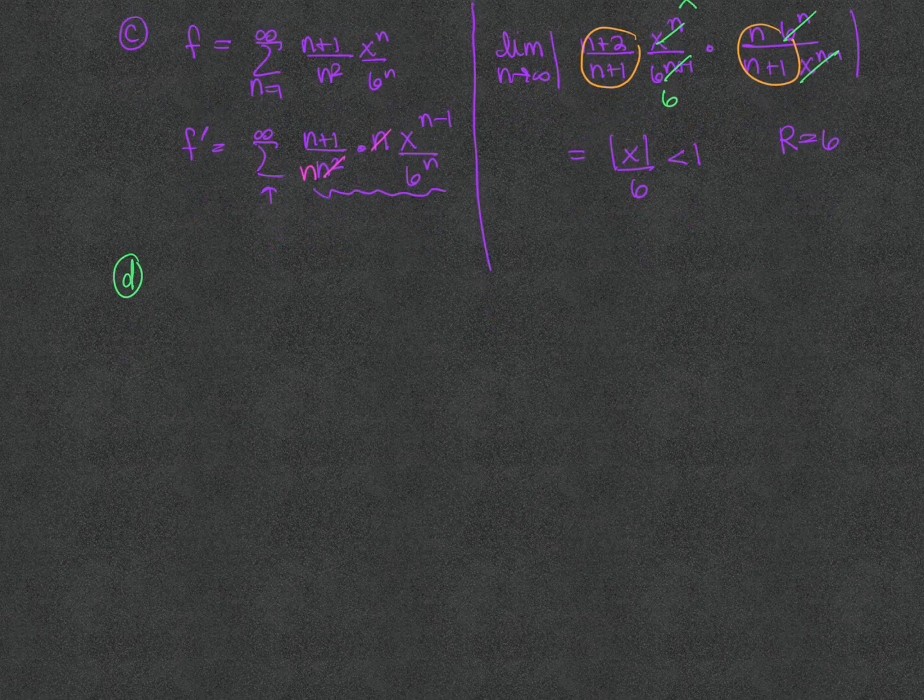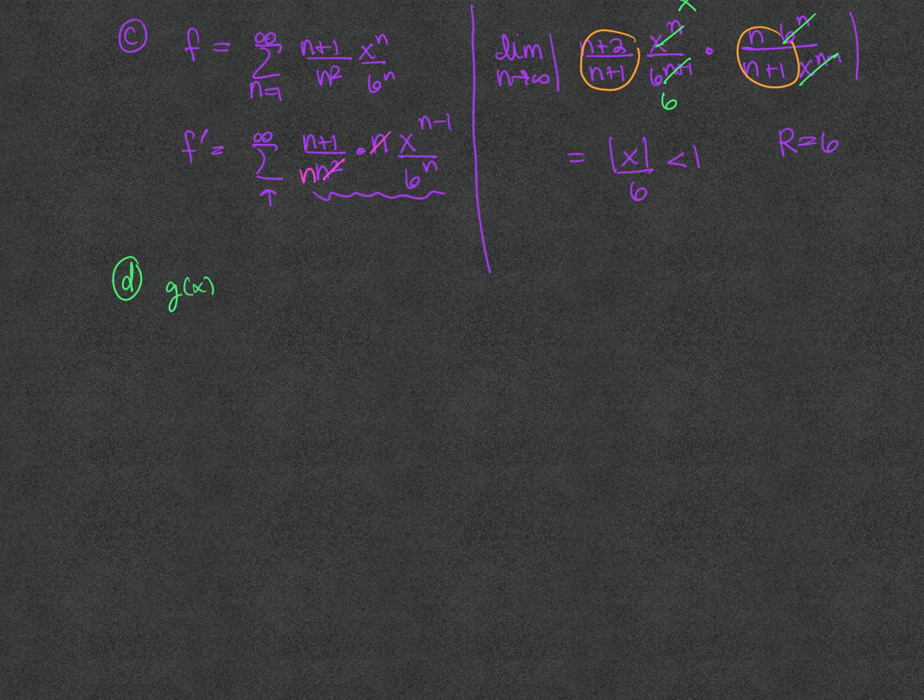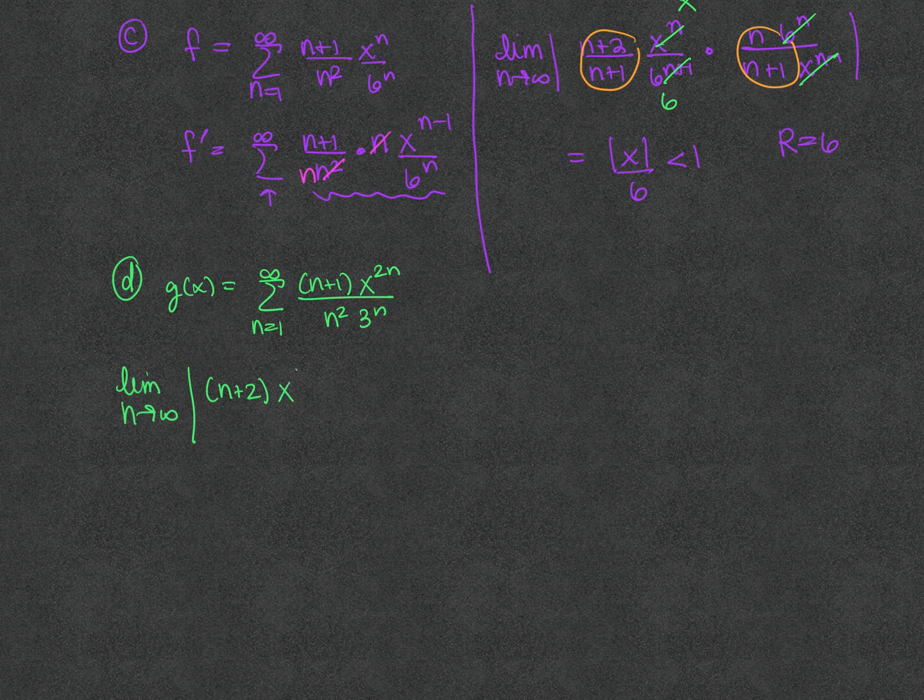So this series looks like g of x, the sum of n plus 1, x to the 2n, over n squared, 3 to the n, and of course this starts at n equals 1. So we're going to use the ratio test. So n plus 2, and this would be x squared times the quantity n plus 1, over n plus 1 squared, 3 to the n plus 1, multiplied by the reciprocals.